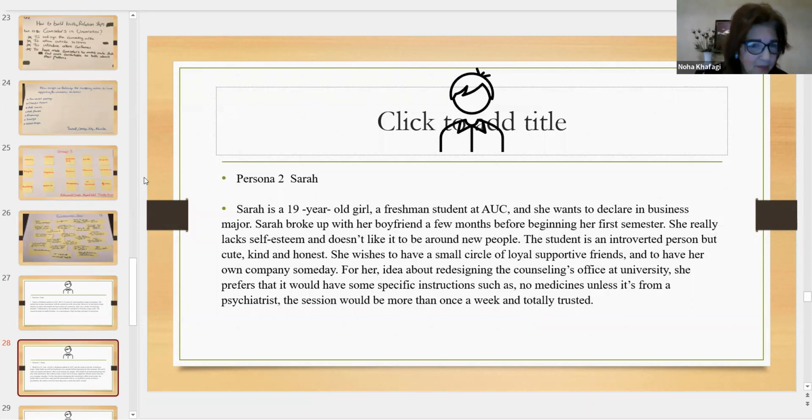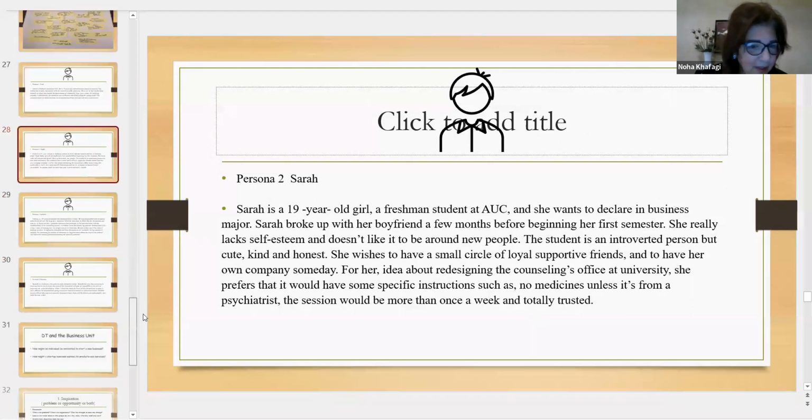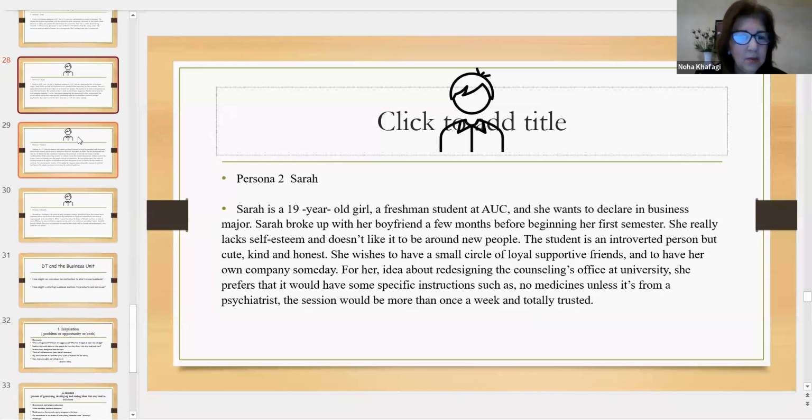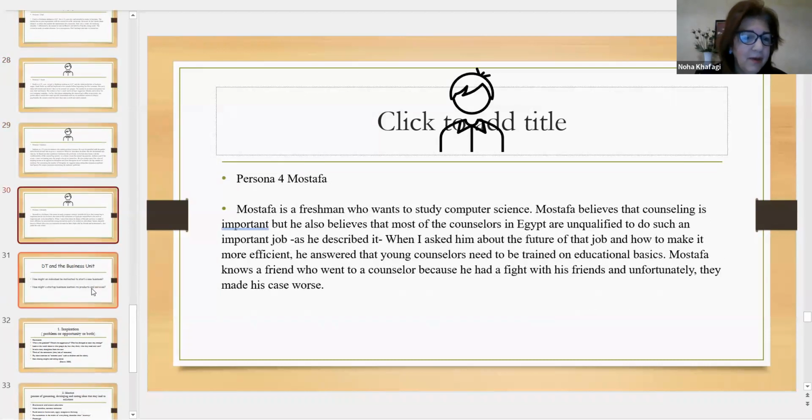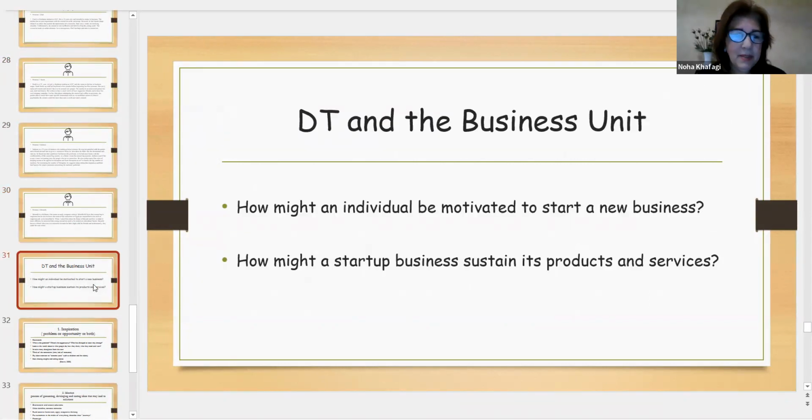Okay, let us move on for the sake of time, and you will see that all the personas here are very, very revealing. Now, in the business unit, this was education and psychology. The challenge was, how might an individual be motivated to start a new business? Also, the students went through all those steps, went out for interviews, came back, and they came with excellent ideas. How might a startup business sustain its products and services?